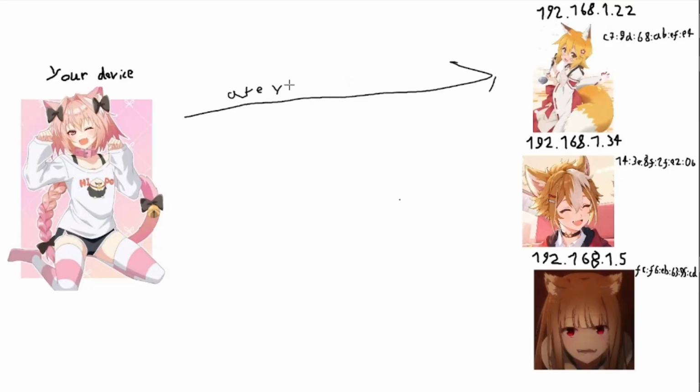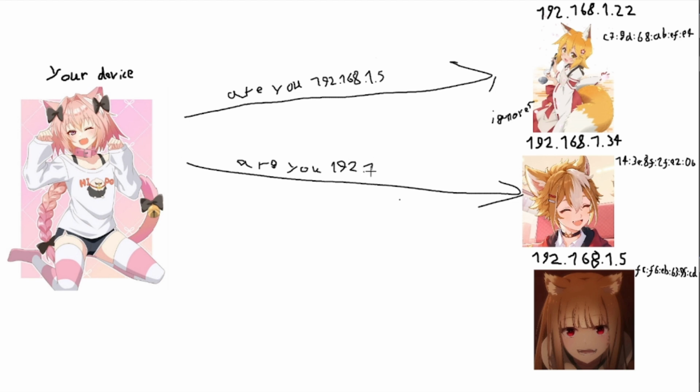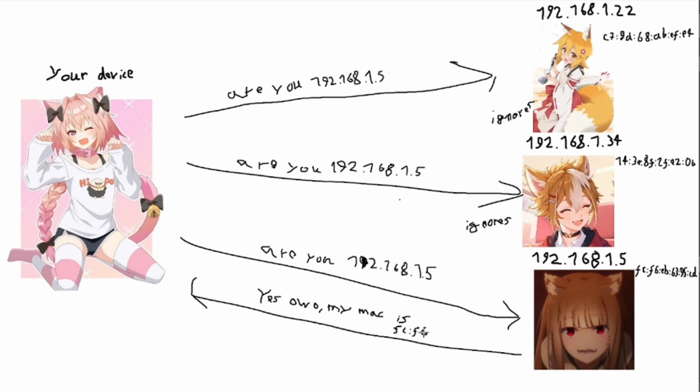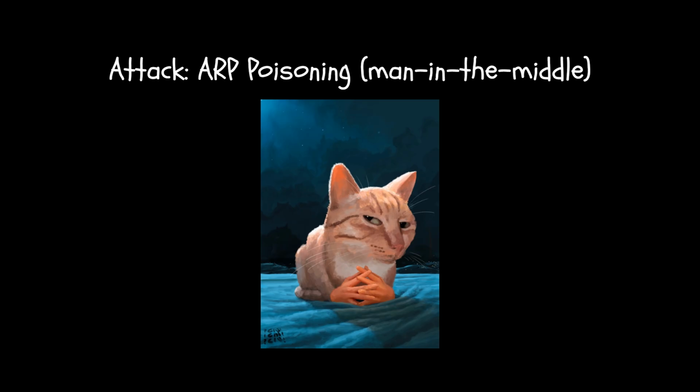How it works. If you want to talk to a device, for example with the IP address 192.168.1.5, your device broadcasts a message to the devices on the network: Who has 192.168.1.5? Tell me your MAC address. The incorrect devices ignore the message, however, the correct device replies with its MAC address, or as we've clarified before, their local identifier, and then communication begins.